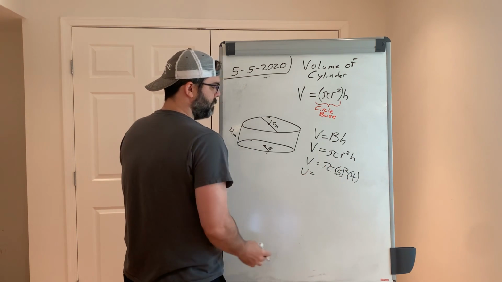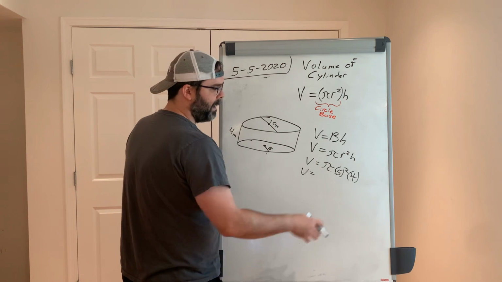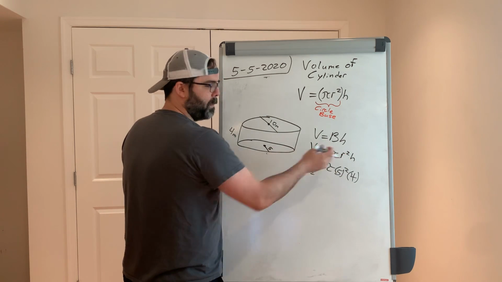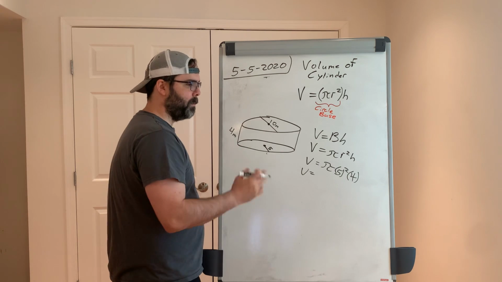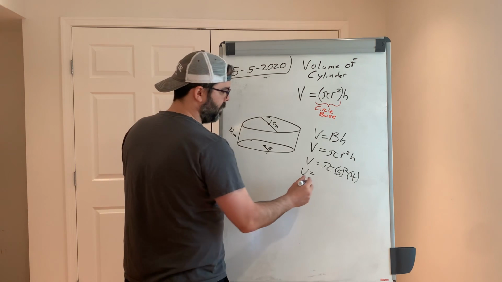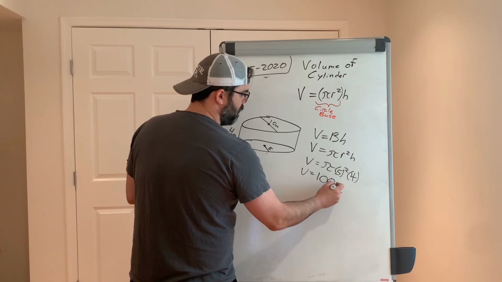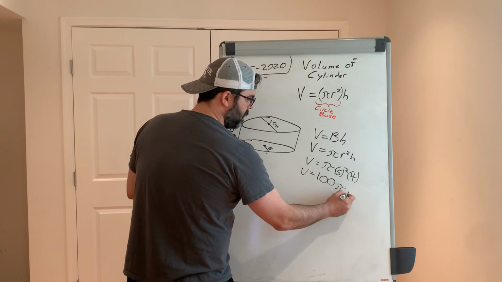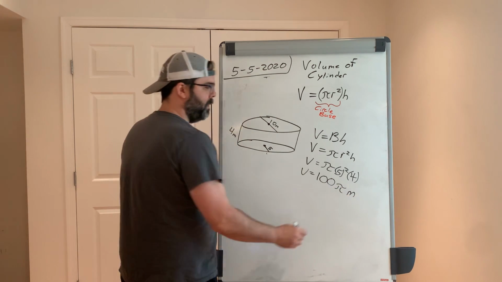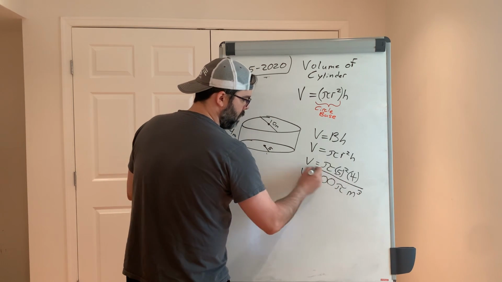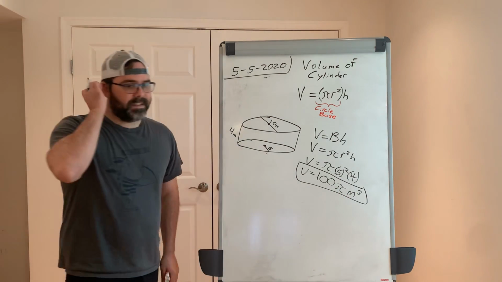Volume equals, I'm just going to put the pi in the back. What is 5 squared? 25. 25 times 4 is 100, so this would be 100 pi meters cubed. And this is in terms of pi.